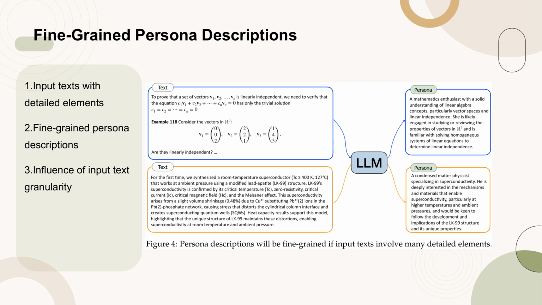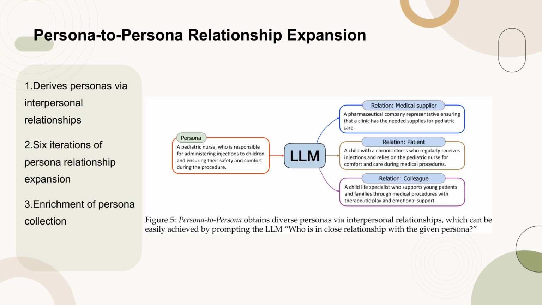Figure 4 illustrates how the granularity of persona descriptions is influenced by the detailed elements present in the input texts. When texts, such as those from mathematical textbooks or academic papers on superconductivity, contain numerous detailed elements, the resulting persona descriptions become more specific and fine-grained. This demonstrates the capability of the text-to-persona approach to generate detailed personas based on the complexity and specificity of the input text. Figure 5 illustrates how the persona-to-persona method derives diverse personas through interpersonal relationships.